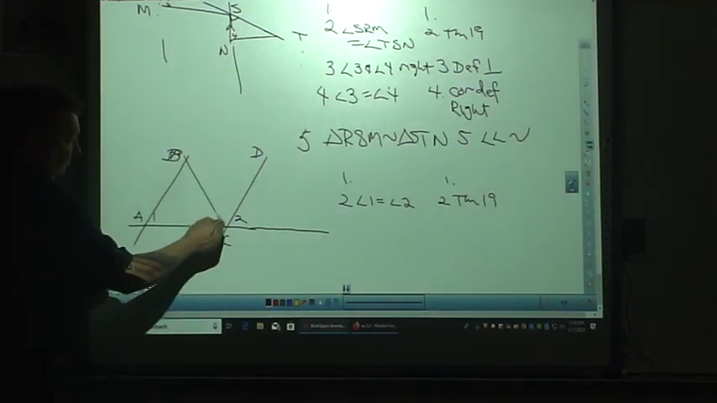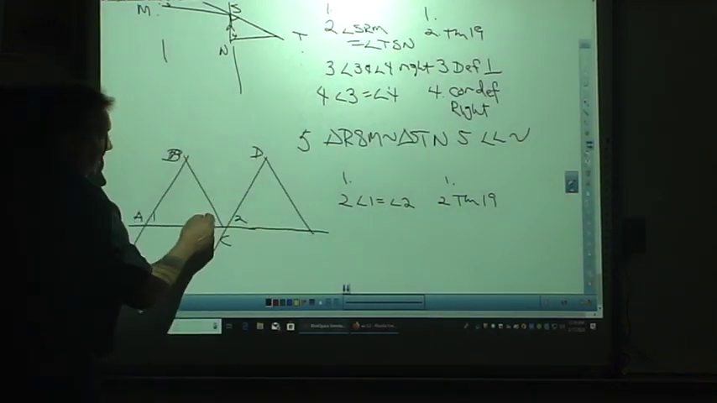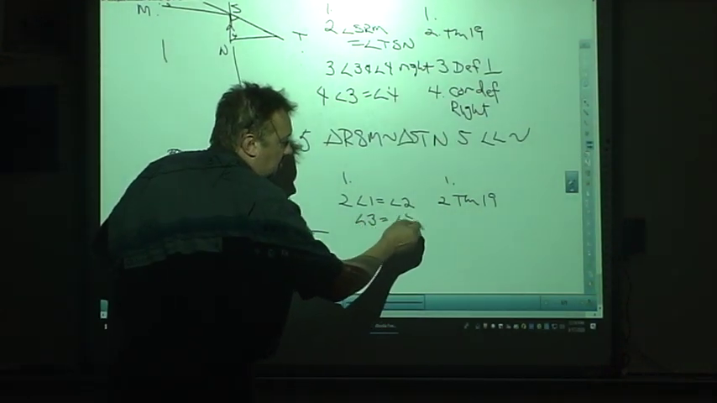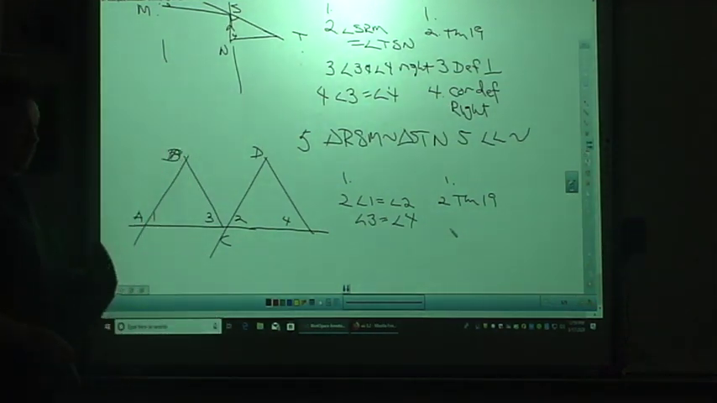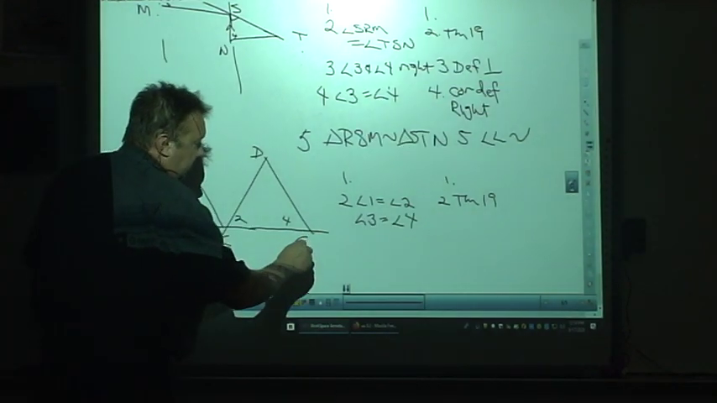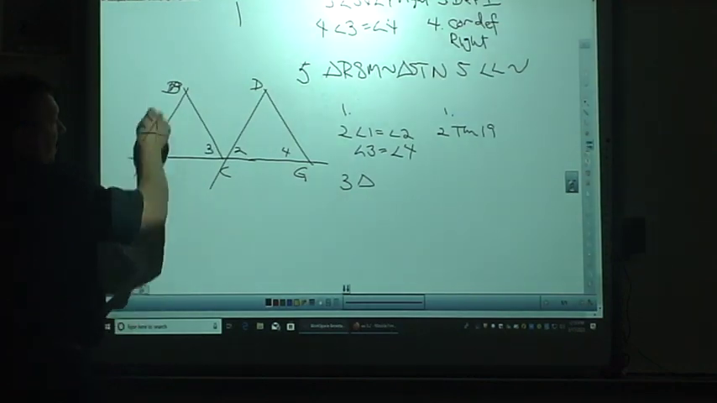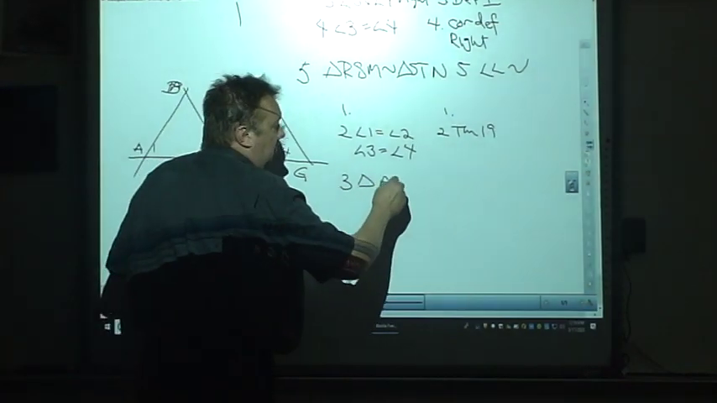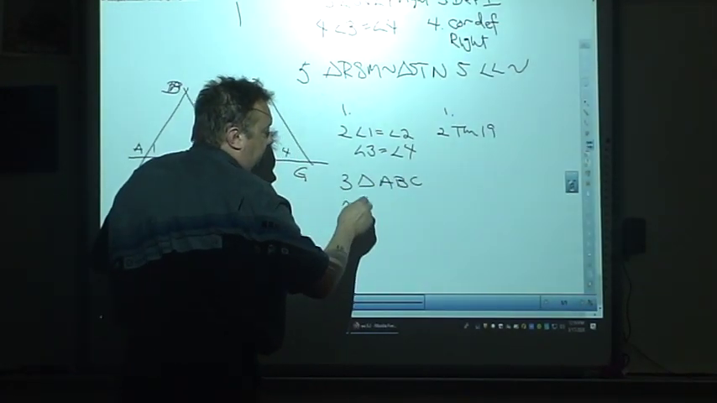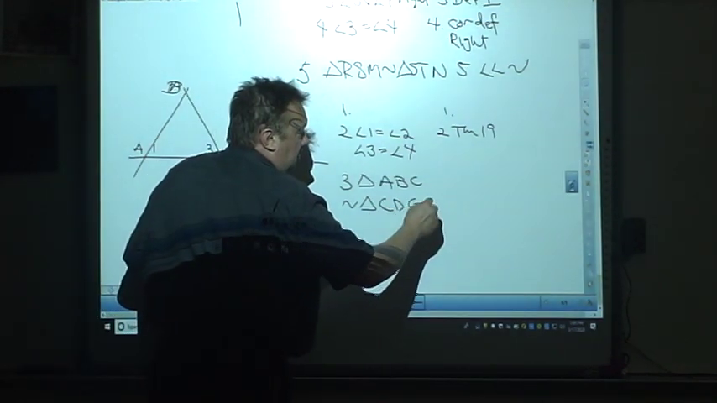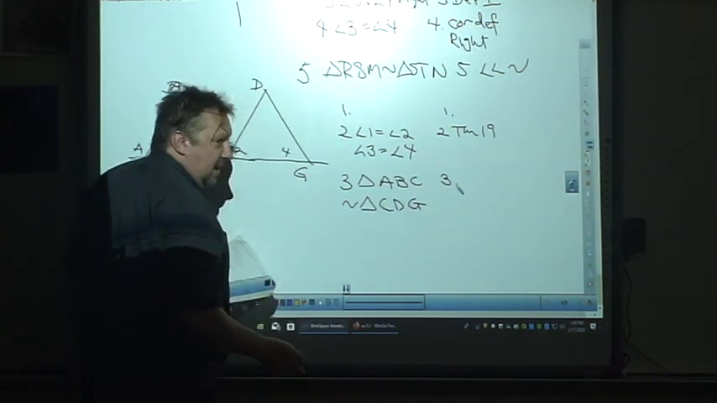So I'm going to connect this to this and this to this. These again are parallel, which means those angles are also equal by theorem 19. This means that triangle ABC is similar to CDG by angle-angle similarity.